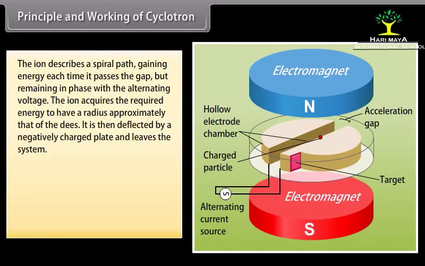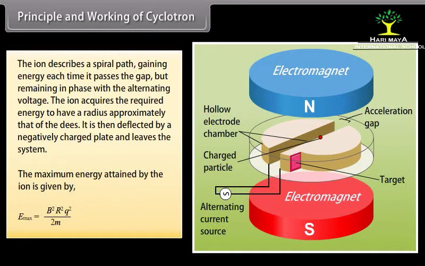The ion describes a spiral path, gaining energy each time it passes the gap, but remaining in phase with the alternating voltage. The ion acquires the required energy to have a radius approximately that of the Ds. It is then deflected by a negatively charged plate and leaves the system. The maximum energy attained by the ion is given by B²R²q² / 2m.